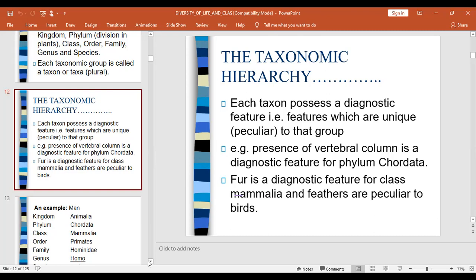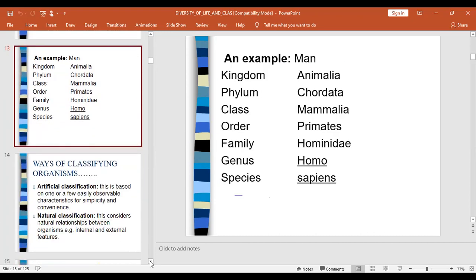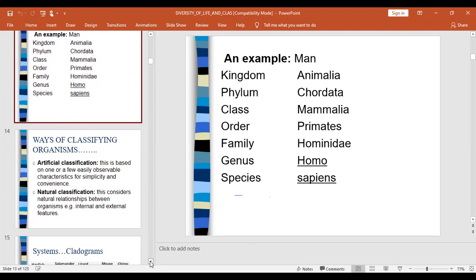Yes. Okay. Now, we are going to look at an example of that taxonomic hierarchy. Let's look at an example of man. We start with the kingdom, which is Animalia. Now, let me ask you, why do you think we group man as an animal?